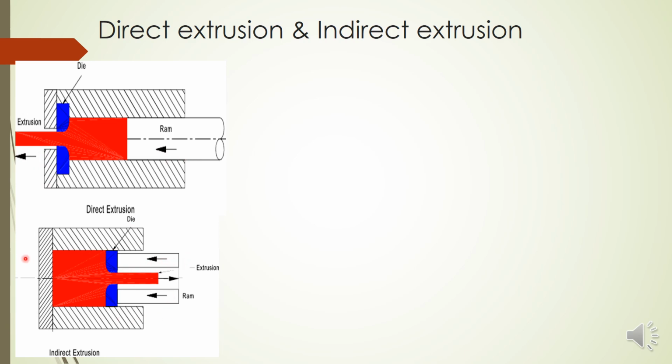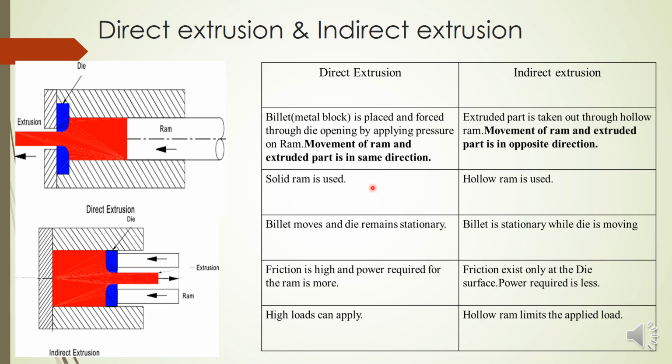We are applying force from right to left through the movement of this, but the extruded part is moving opposite to that. So it is moving from left to right. So this arrow, that means this opposite. So that is the major difference. First difference is that the movement of ram and the extruded part is in the same direction in direct extrusion, but the movement of ram and extruded part is in the opposite direction in indirect extrusion.